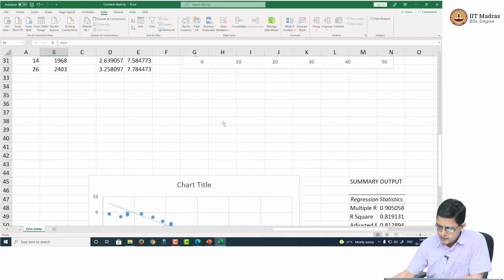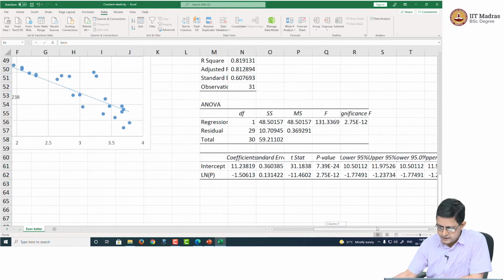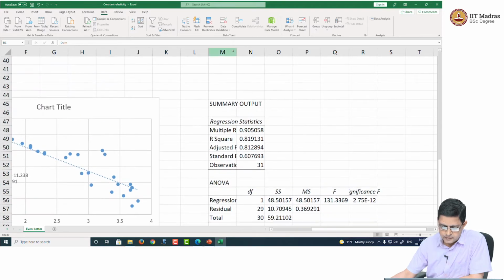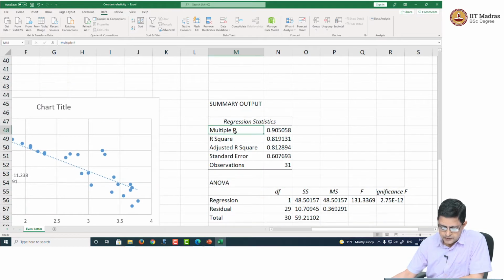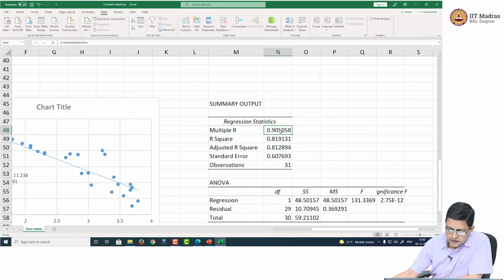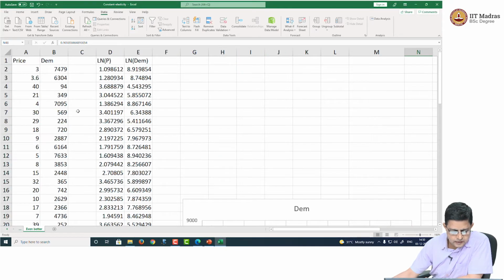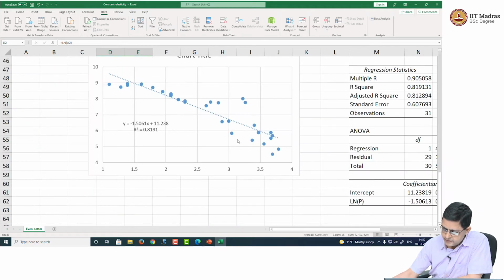Okay. So now this is the regression output. Let us interpret the output the same way that we had done it in the previous session. So what is multiple R? Multiple R is the coefficient of correlation, 0.9. Even with the transformation, the coefficient of correlation is about 0.9, right.